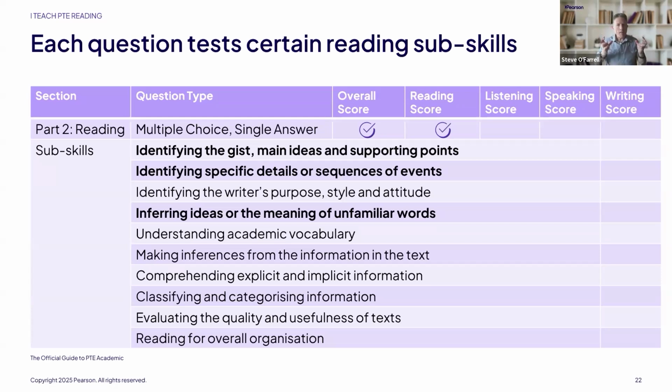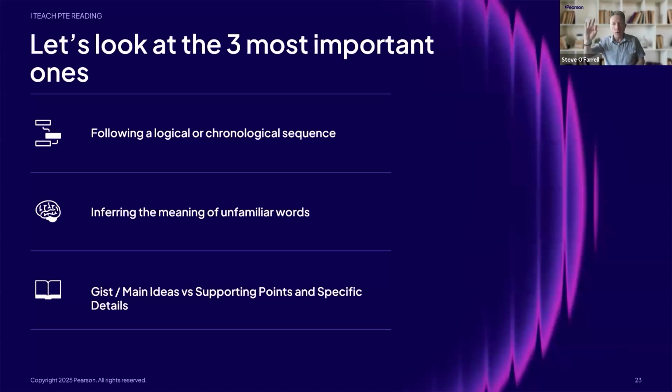So by now, thinking about those bolded ones, we should be starting to see that there's a couple of key groupings of sub-skills that we can focus on to really maximize things. So let's take a look at the three most important: following a logical or chronological sequence, inferring the meaning of unfamiliar words, and gist or main idea conflated with supporting points and specific details. They're the ones we're going to investigate in the next few slides.